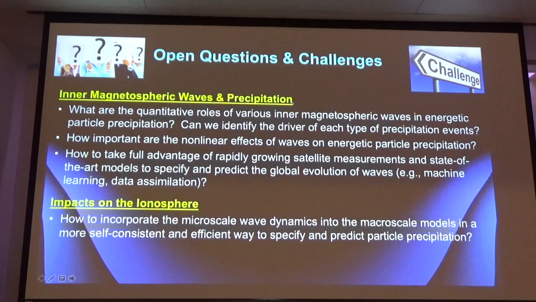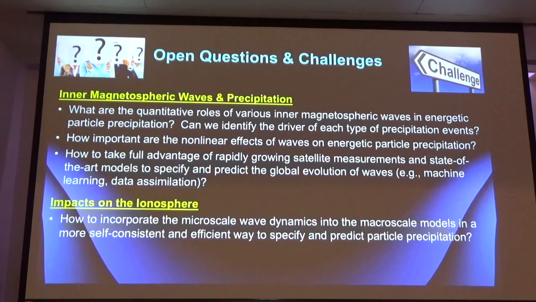So, for example, what is the quantitative role of various inner magnetosphere waves, including that zoo of nonlinear waves, in energetic electron precipitation? Do we know the physics well enough to identify the driver of each type of particle precipitation? Most of the large-scale models use quasi-linear theory to quantify the wave-driven particle precipitation effects. But as I mentioned before, some of the waves have very large amplitude with discrete structure, where quasi-linear theory may not be valid. So how important the nonlinear effects of the waves are on energetic particle precipitation is another big challenge.